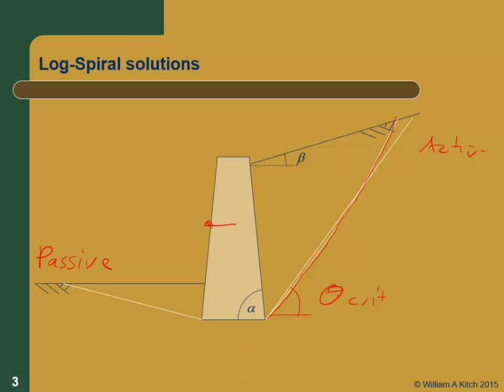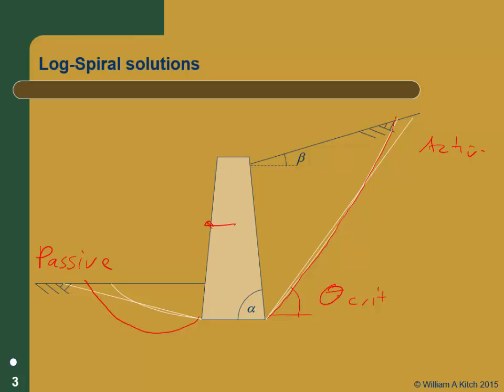I don't even know what it's going to do. On the passive side, we can actually get a very, very different log spiral than the surface. In fact, we can get log spirals that come in and do stuff like this. So on the passive side, the critical failure surface for a log spiral is very different from the planar surface that we get from both Coulomb and Rankine.